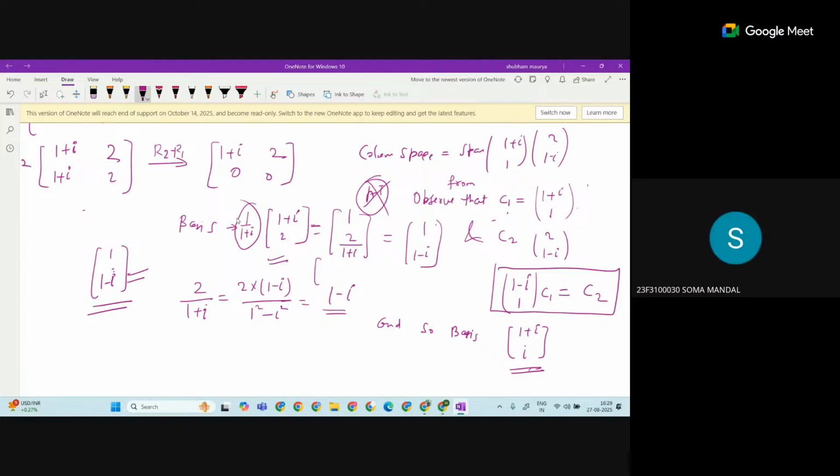Sir, my question is, if I write the basis for the row space as 1 plus i, 2, will that also be correct? That is also correct, totally correct. No marks would be deducted. Okay, sir.